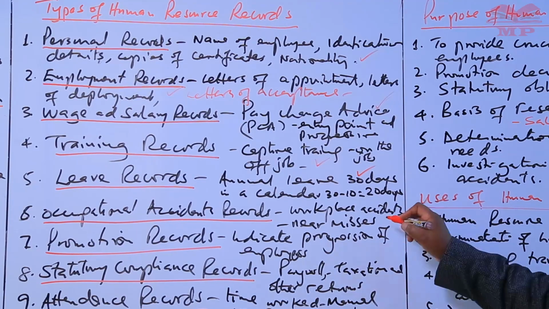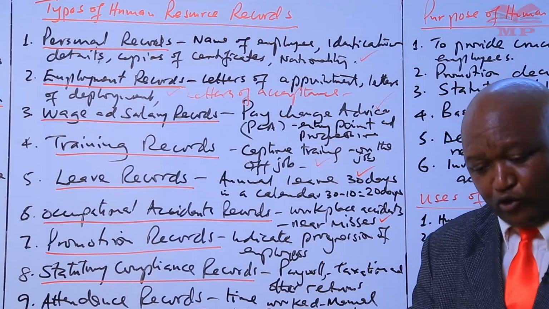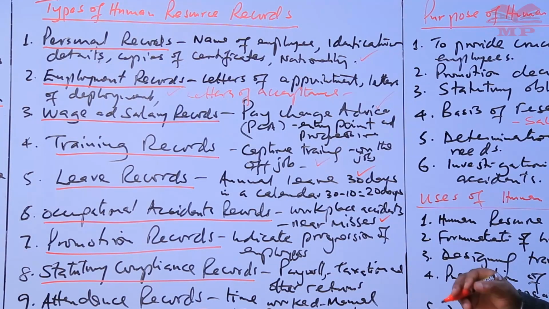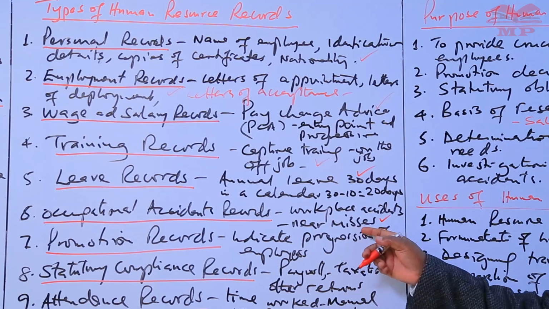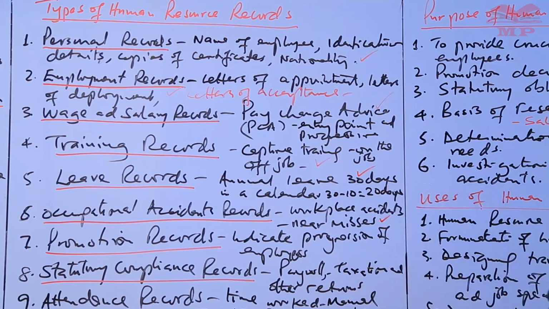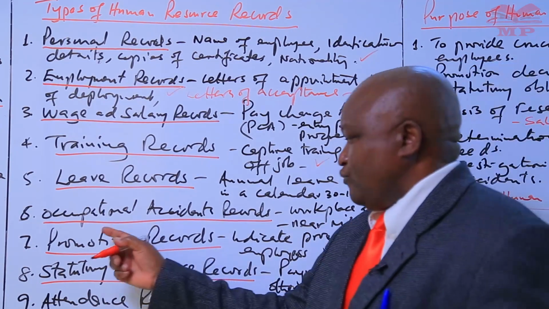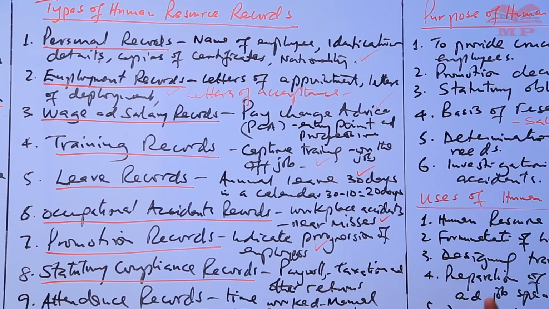Then number 6, we have looked at occupational accident records. And organizations are expected by law, as we have indicated, according to the Occupational Safety and Health Act of 2007, to maintain records of workplace accidents and even near misses. So an organization may also maintain occupational accident records. Number 7, we have talked about promotion records. These ones indicate the progression of employees in terms of their career and so on.